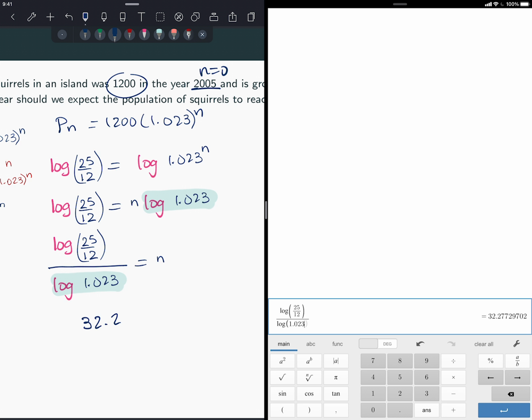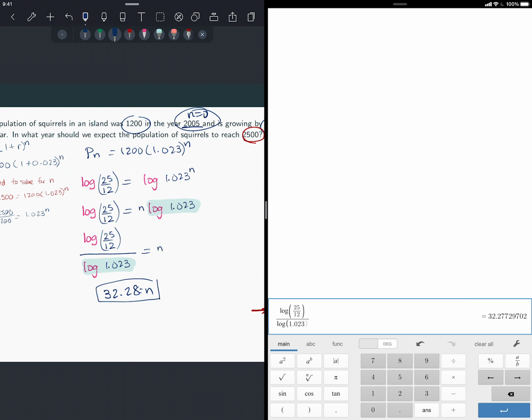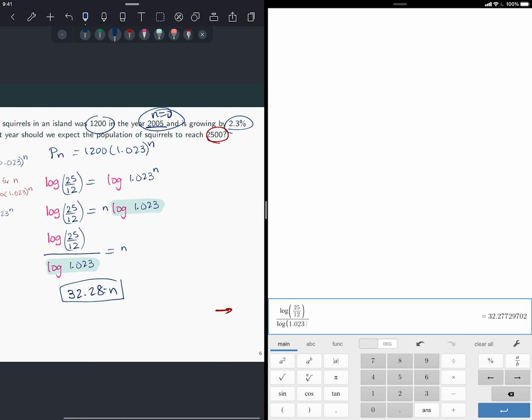28 if I round. So this was number of years since 2005. So it's the year 2037, right? 2037. That'll be my final answer.